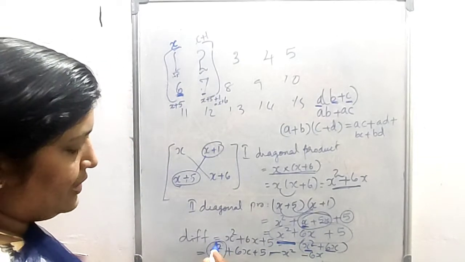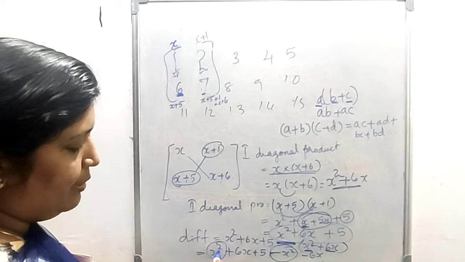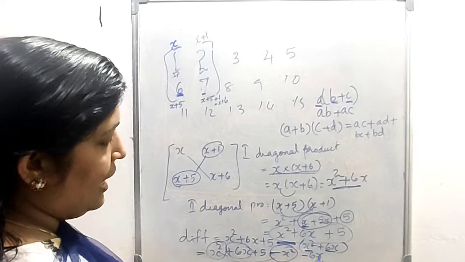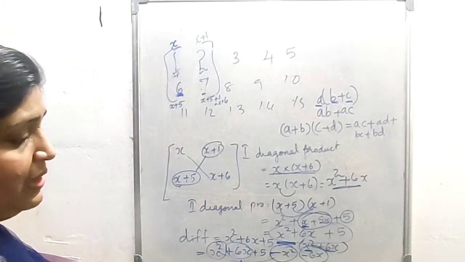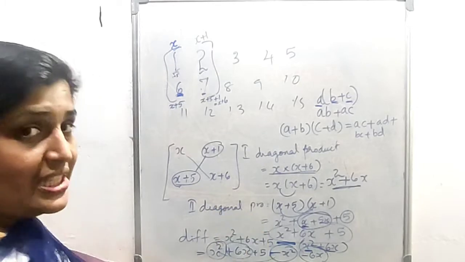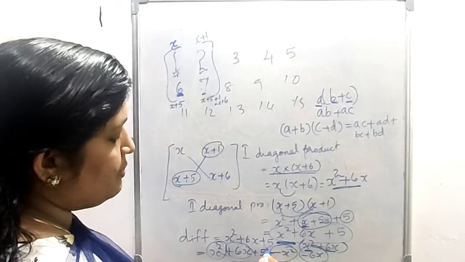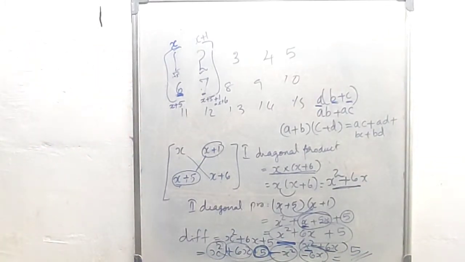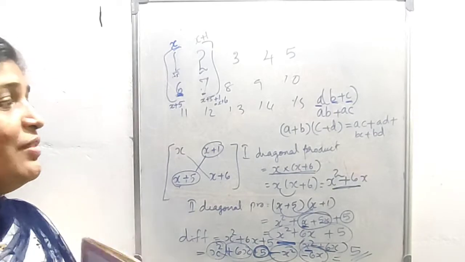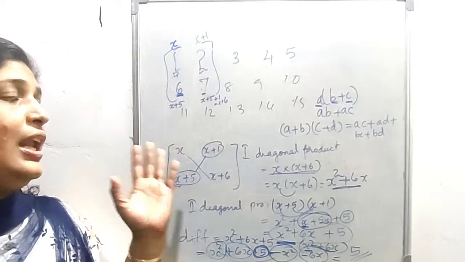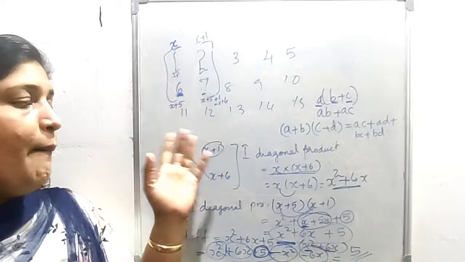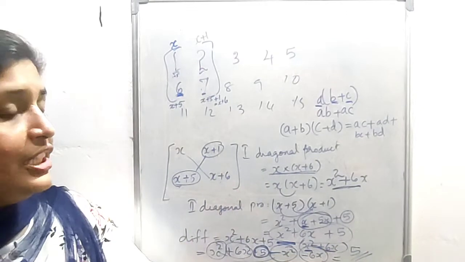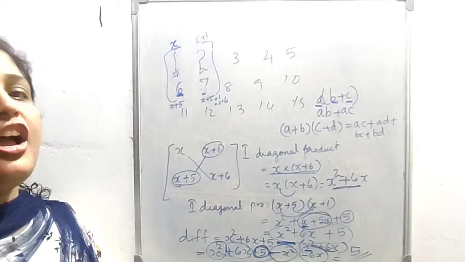See, here we have an x square and a minus x square. That means this x square gets cancelled. And here we have a 6x and we have a minus 6x. Same thing, positive and negative. That means the terms get cancelled. So what is left here? Only 5. That means the difference in the diagonal product is equal to 5. That means we explained that the difference in the diagonal product in this set of numbers is equal to 5. If we take any set of 4 numbers, the difference in the diagonal product is always 5.